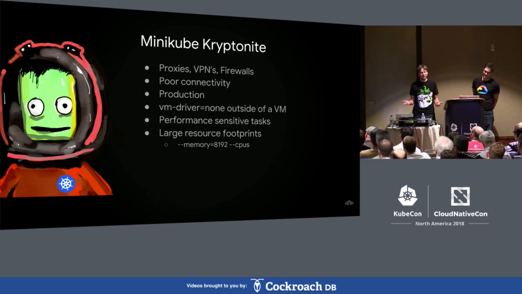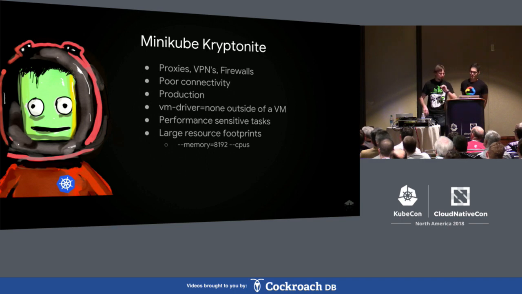Performance-sensitive tasks. Well, it's in a VM. Large resource footprints. So you can make this work. I guess I forgot to put the number of CPUs. But anyways, infinite CPUs. If you want to run Istio, for instance, you're going to have to tell it to provision a larger VM.